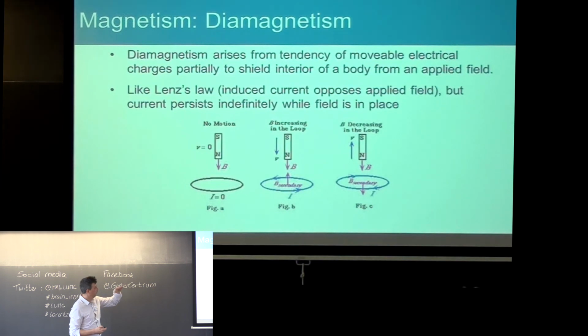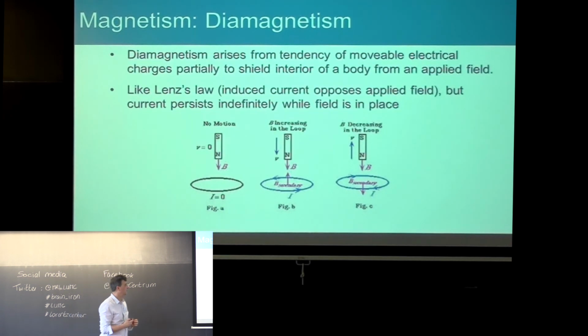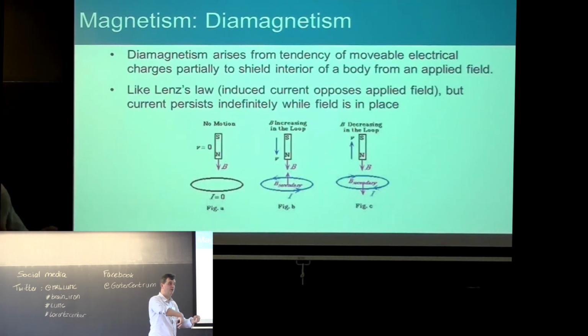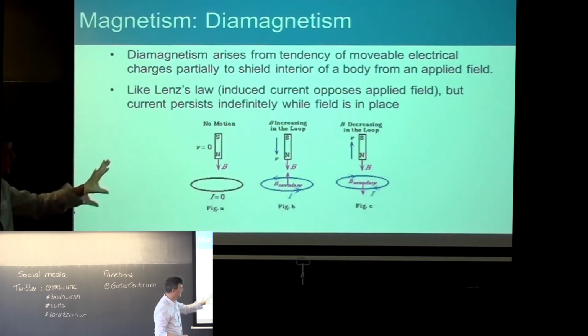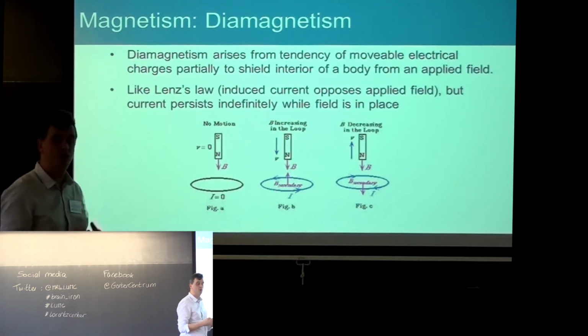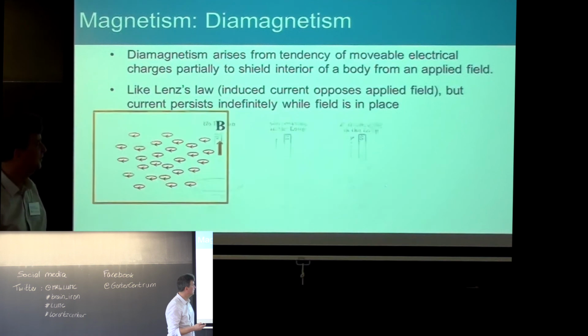Diamagnetism arises from the tendency of movable electrical charges to partially shield the interior of a body from an applied field. So Lenz's law tells you if you move a magnetic field around a coil, you'll induce a current which will produce a field that opposes the field change. So in a hand-waving way, the electron orbitals will be distorted to oppose the field change.